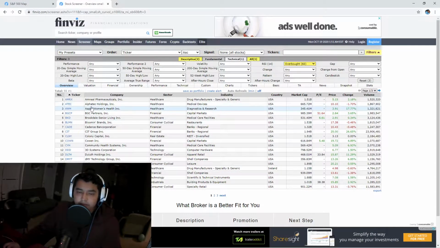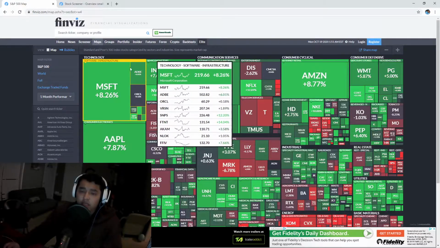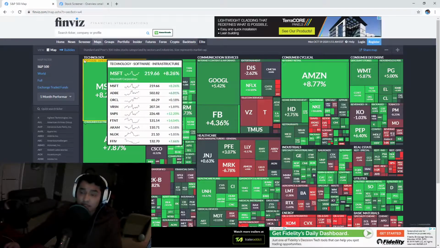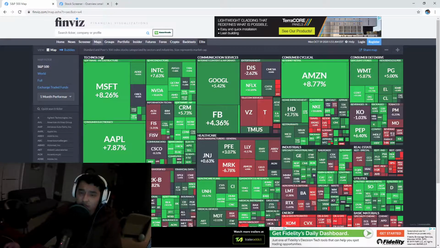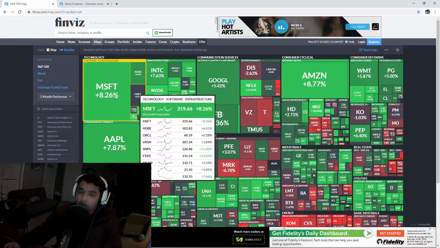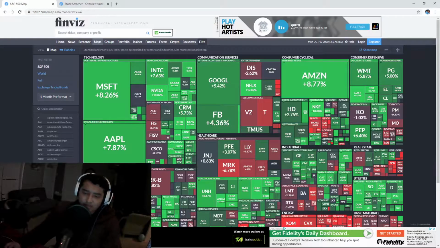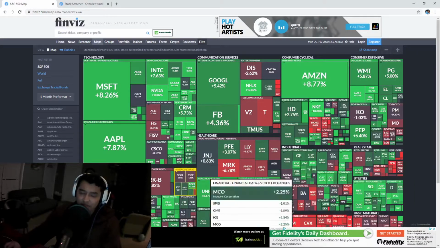Right here, we're going to start with the Maps on Finviz, and we're going to look at the best performing sectors on the month. The first is technology, communication services, consumer cyclical, consumer defensive, and those are the best performing sectors on the month. The worst is obviously energy, gas, and oil, and basic materials, and all these down here. You just look at them as red, so don't even bother.